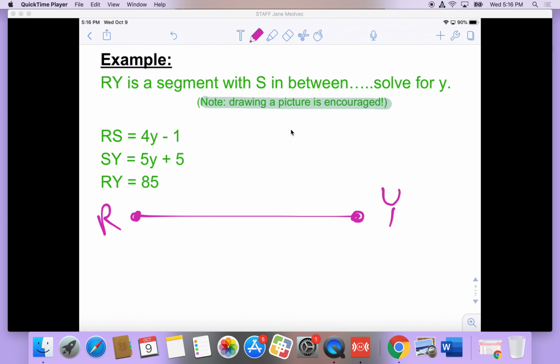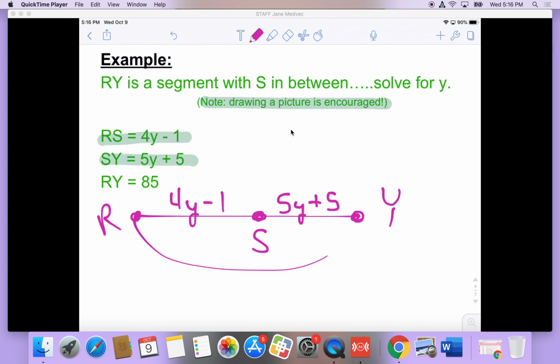And S is somewhere in between. It doesn't say directly in the middle. I'm just going to call this S. So if I take a look at RS, that is 4y minus 1. Then I'm going to do SY, and that is 5y plus 5. And then this whole thing is 85.